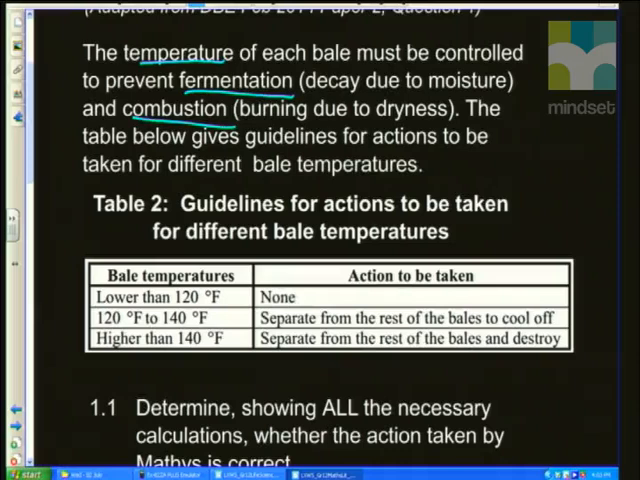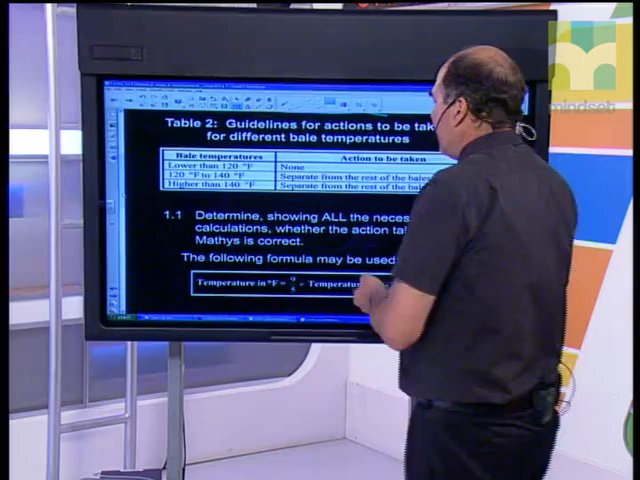So they give some guidelines for actions to be taken for different bale temperatures. So the temperature isn't just whether it's hot or cold. The temperature is actually vitally important here. If there's too much moisture and it starts to rot, then you could poison a whole lot of animals. But if it gets too high, you could have a fire. And all of that stuff could be destroyed. So it's very important to monitor the temperature. And that's exactly what Matthias does.